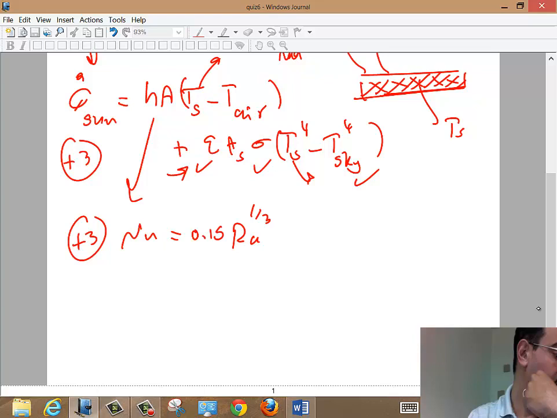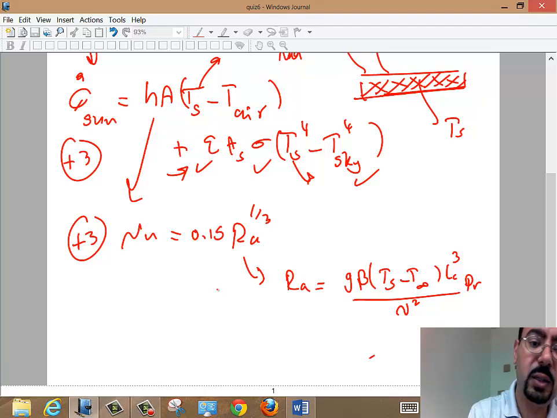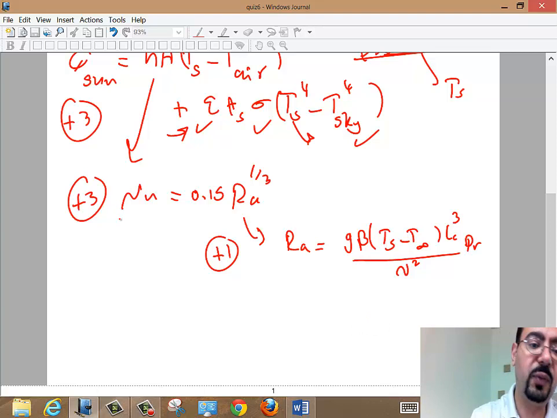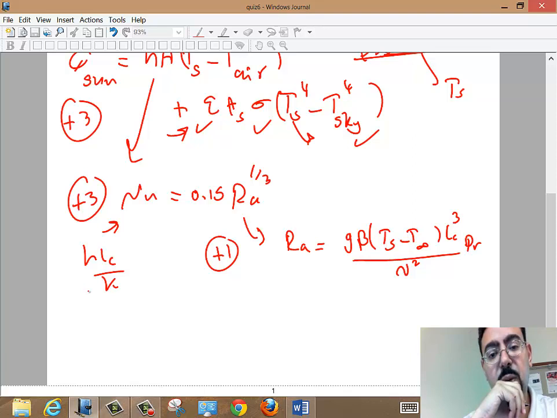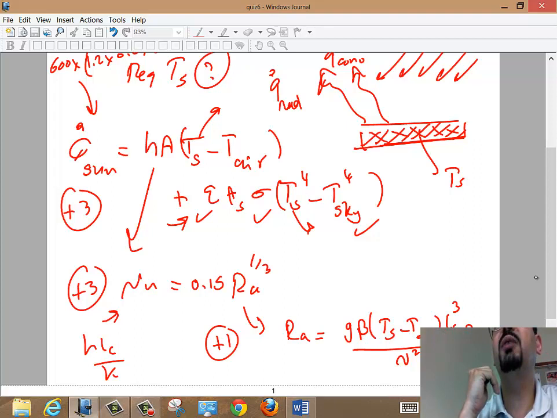All right, and to get the Rayleigh number, I need, so the Rayleigh number is g beta (TS minus T infinity) L characteristic length to the power 3 over mu squared, and this equation is worth 1 point. Well, I need those properties, on top of the fact that the Nusselt is hL_c over K, so I need K over there too. To get those properties, we need a temperature to evaluate them at. What temperature characterizes natural convection? TS, T air, film temperature, right? We have to have the film temperature so that we can get those properties.